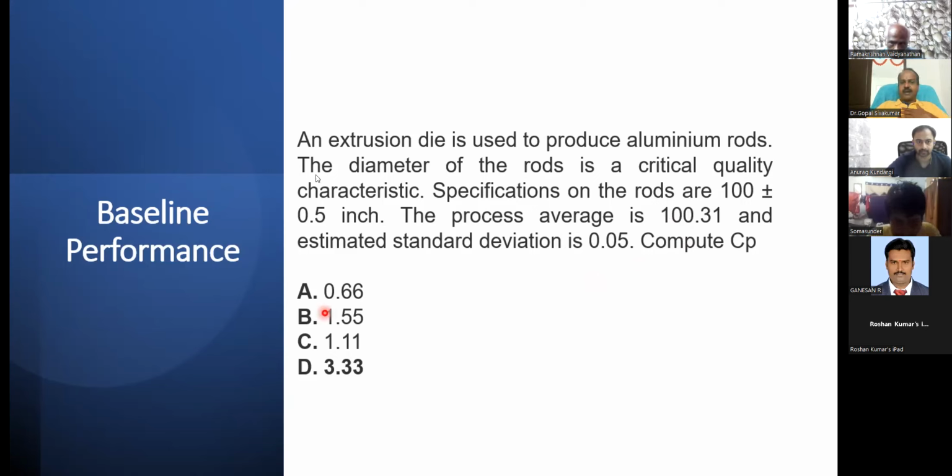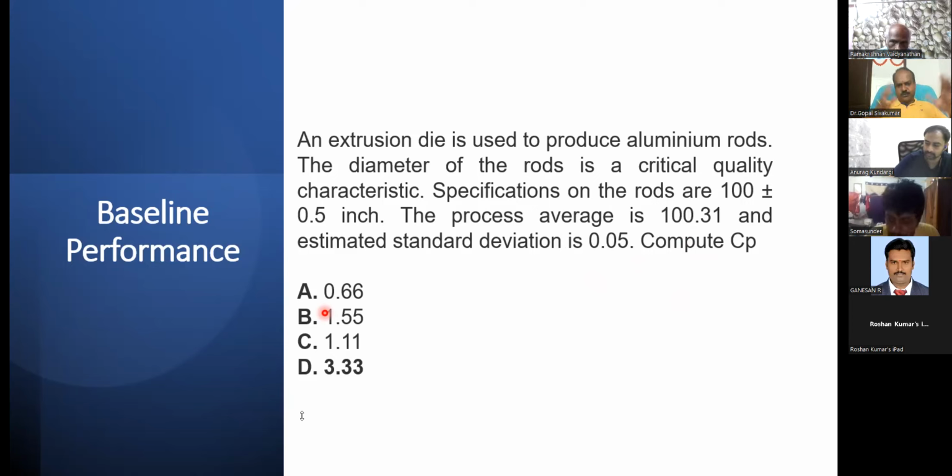Now tell me, have we given a template to handle the situation? Will you be able to use the template? All of you, have you practiced it at least once? Please substitute these values in the template. The template will throw out Cp as well as Cpk. Whatever the question is, you will be able to answer.